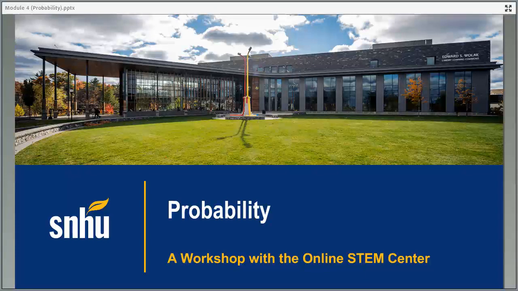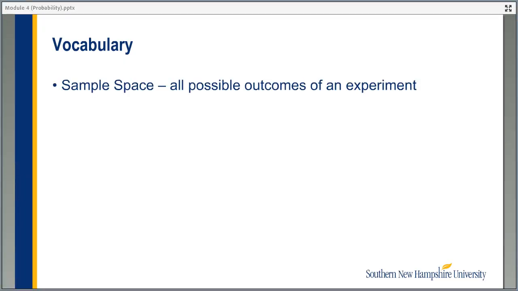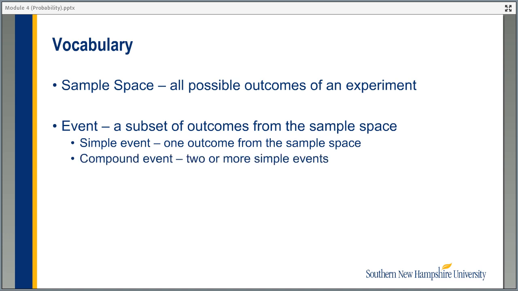In this recording, we'll be talking about probability. So let's start off with some vocab. Sample space is all possible outcomes of an experiment. An event is a subset of outcomes from the sample space. A simple event is one outcome from the sample space. A compound event is two or more simple events.